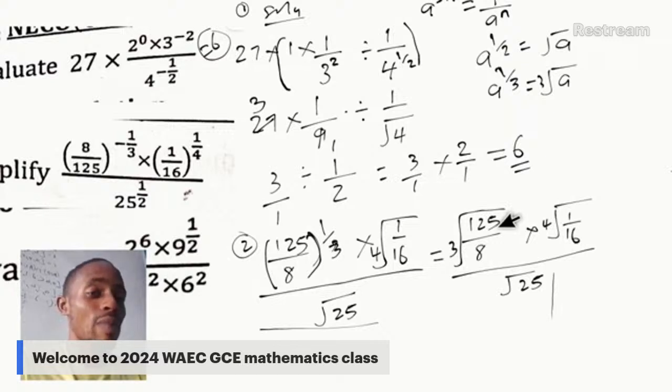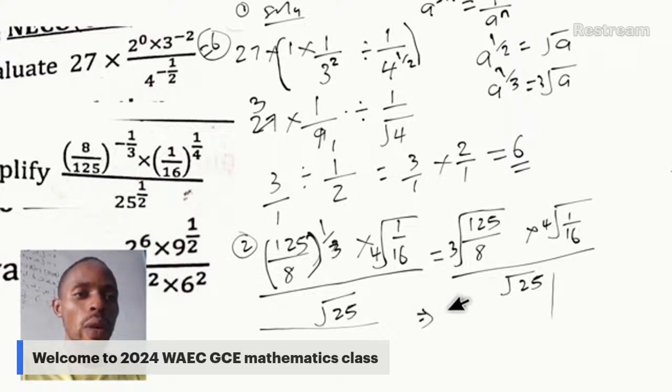So now, the cube root of 125 is 5, because 5 times 5 times 5 is 5 to the power of 3. And the cube root of 8 is 2. So therefore we have the cube root of this, that is 5, divided by the cube root of 8, that is 2, multiplied by, and here the fourth root of 1 over 16 is 1 divided by 2.